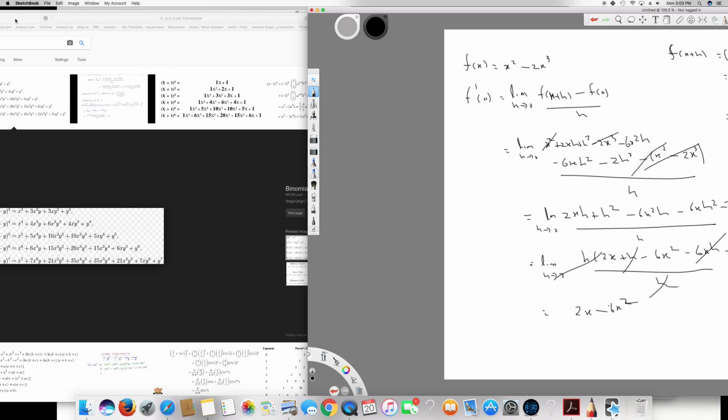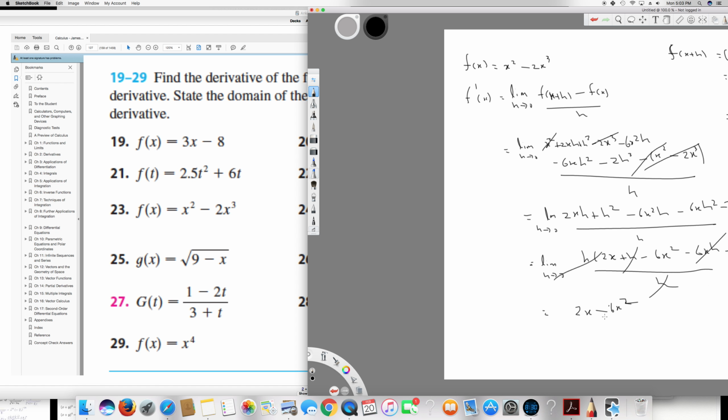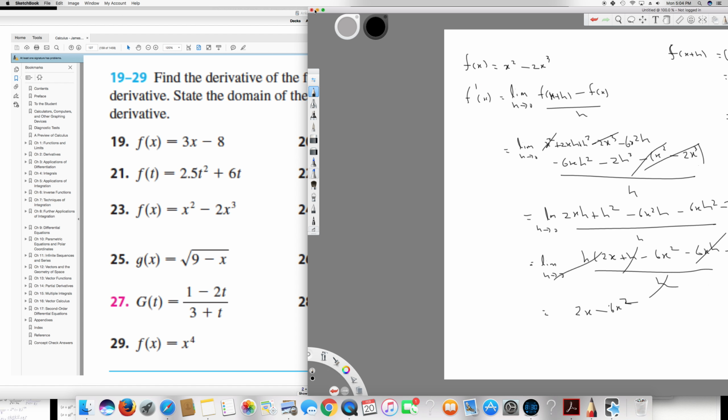And the question is asking to find the domain. In this case, this is like a quadratic function, so the domain is all the real numbers. The domain of the derivative is the same thing, because minus 6x squared plus 2x is a quadratic function, therefore the domain is going to be all the real numbers. So let's do the next one right here.